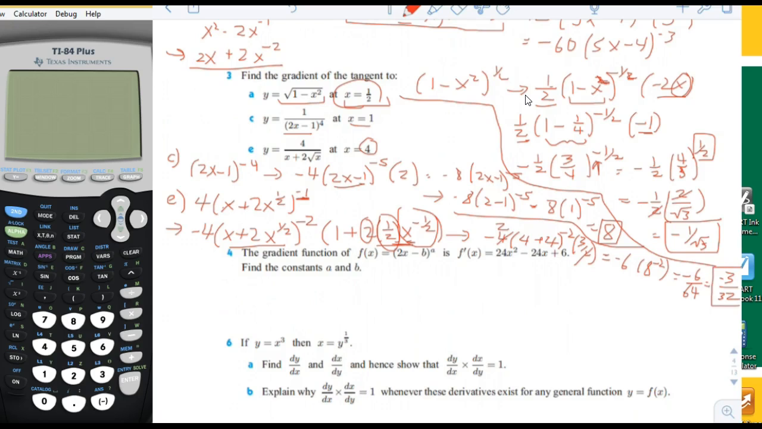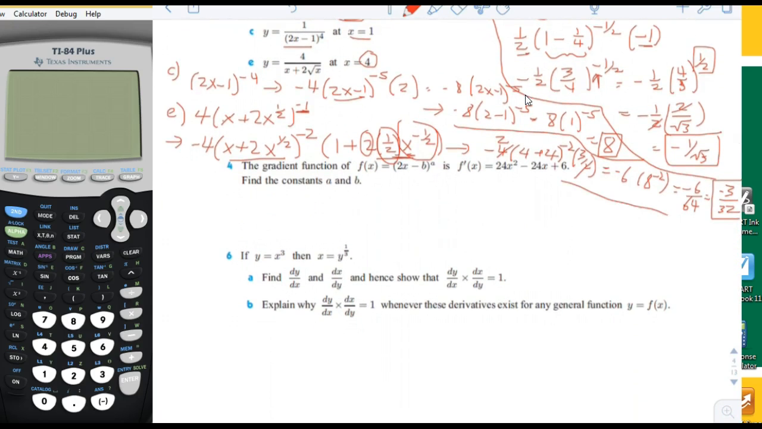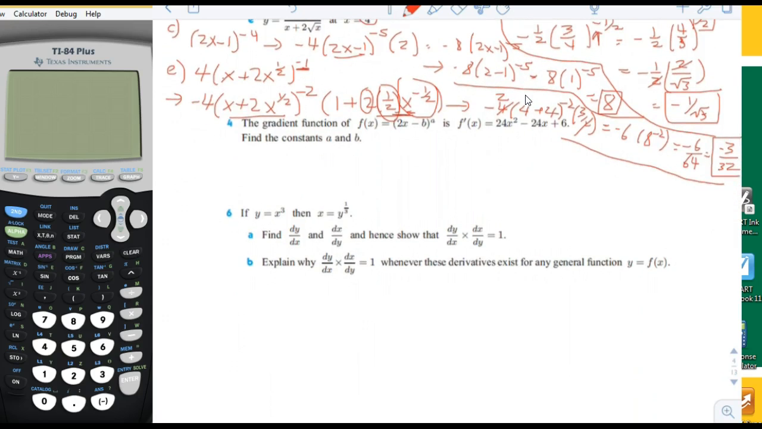Very likely that I might have made a mistake there, right? Okay. Just on the arithmetic. Okay, the gradient function of f of x equals (2x minus b) to the a power is f dash of x equals 6(2x minus 1) squared. Find the constants a and b.